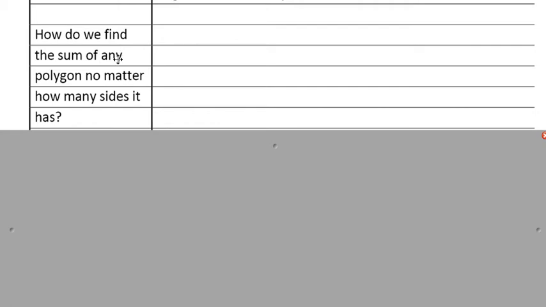Okay, our first study question is how do we find the sum of the angles of any polygon, no matter how many sides it has? And that's going to be a formula, but the formula is actually derived from what you just did in the free write, and that is taking a polygon, let's say we have a pentagon, and dividing it up into triangles, knowing that each triangle has 180 degrees.